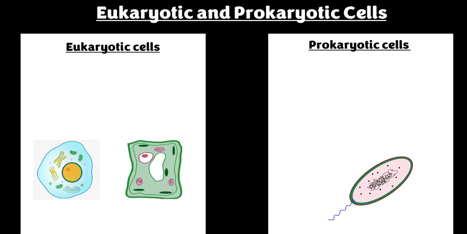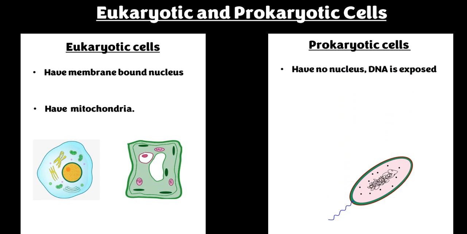We start off by looking at eukaryotic and prokaryotic cells. Eukaryotic cells have a membrane-bound nucleus. They have a mitochondria and so can produce energy through respiration. Prokaryotic cells do not have a membrane-bound nucleus. Their DNA is exposed. They have no mitochondria. They absorb energy from their surroundings. They have a plasmid, which is a loop of DNA, and they have a flagellum. If you have more than one, that's flagella, which enables them to move.